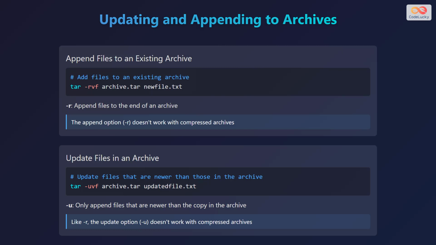To update files in an archive, meaning only adding files that are newer than those in the archive, use the command tar uvf archive.tar updatedfile.txt. The u option only appends files that are newer than the copy in the archive. Like r, the update option does not work with compressed archives.